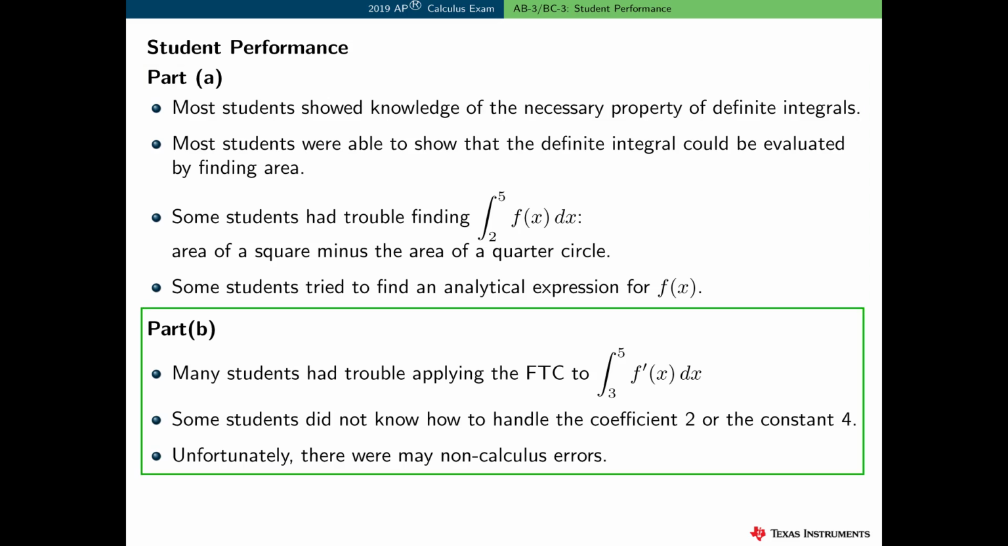And in Part B, many students had trouble applying the fundamental theorem of calculus to this definite integral. A common error involved an antiderivative of f prime of x squared, or f of x squared. Some students didn't know how to handle the coefficient 2 or the constant 4 in the integrand. And, unfortunately, there were several non-calculus errors in this problem, algebraic or arithmetic mistakes.